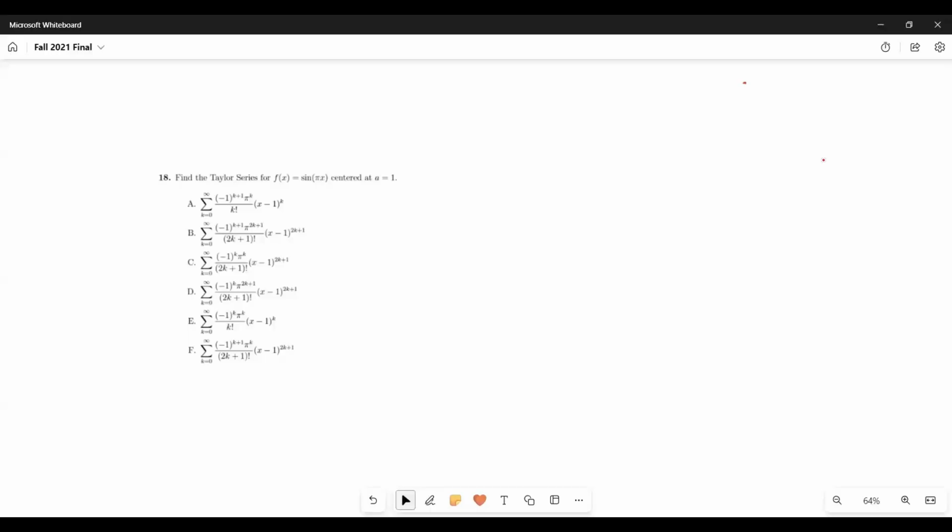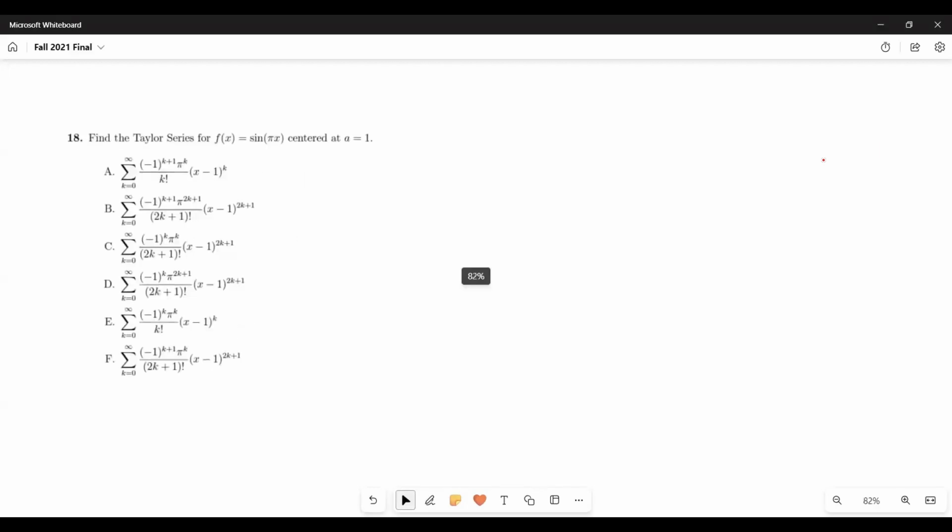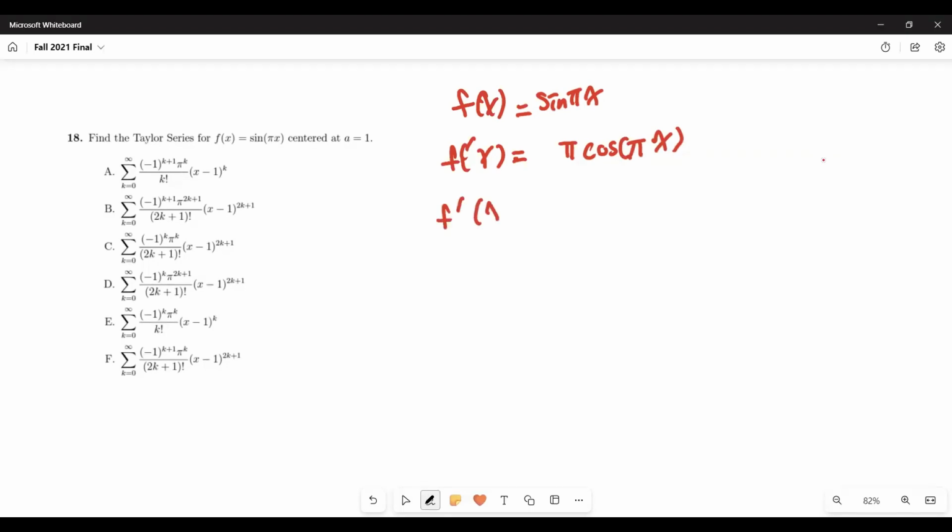Okay, this question asks to find the Taylor series for f of x equals sine of pi x. So f of x is equal to sine of pi x. And then f prime of x is equal to, oh wait, it's positive, sorry, pi cosine pi x, and then f double prime of x is equal to negative pi squared sine pi x.